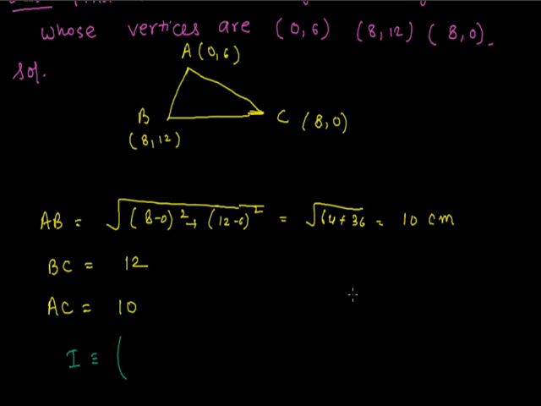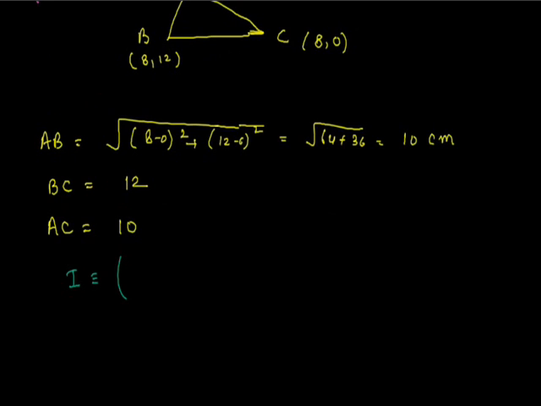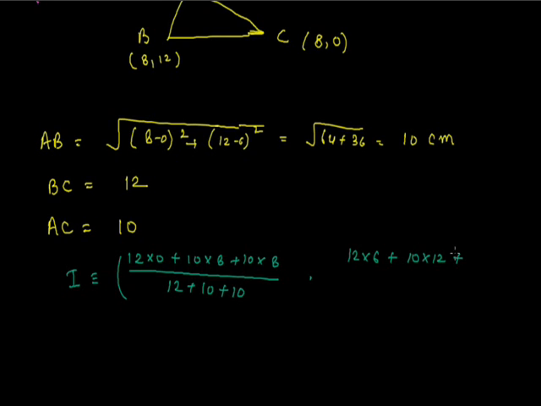ax1... So we can use the formula, and putting these values of coordinates x and y, we will use 12 into 0 plus 10 into 8 plus 10 into 8 divided by 12 plus 10 plus 10, and 12 into 6 plus 10 into 12 plus 10 into 0 divided by 12 plus 10 plus 10. Solving the complete expression, we will obtain the coordinate of incenter as (5, 6).